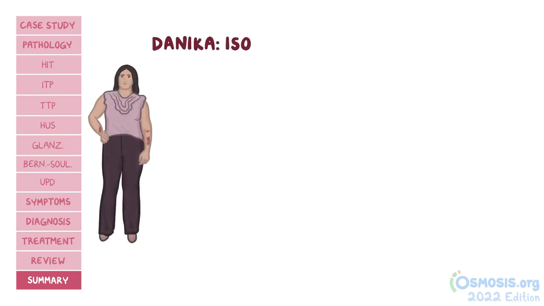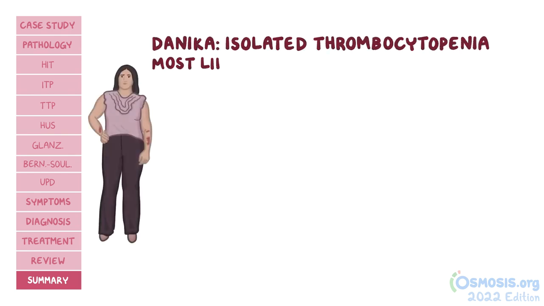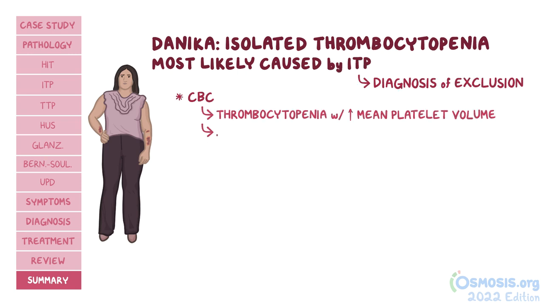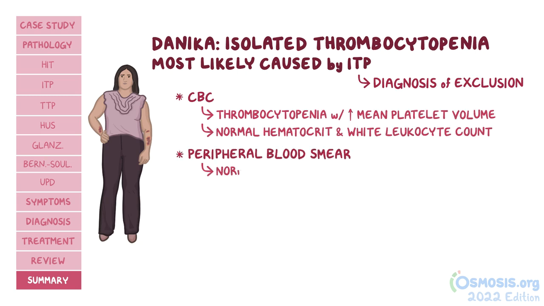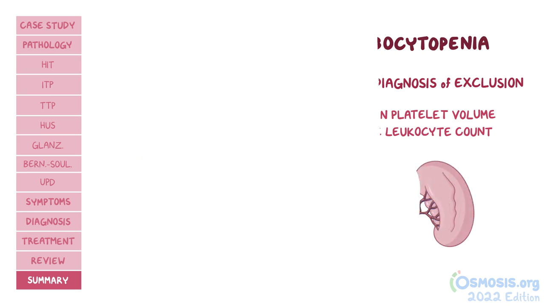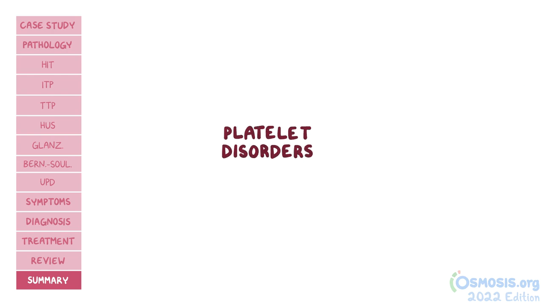Meanwhile, Danica has isolated thrombocytopenia, most probably caused by ITP, which is a diagnosis of exclusion. CBC will show thrombocytopenia with increased mean platelet volume, normal hematocrit and white leukocyte count, peripheral blood smear will be normal, and an ultrasound should be done to exclude splenomegaly. And that's the platelet disorders pathology in a nutshell.